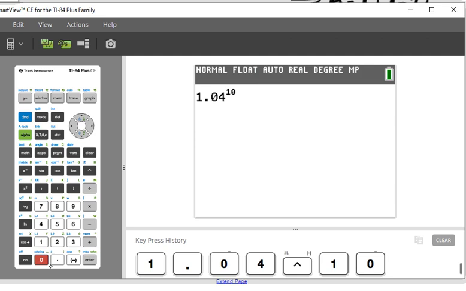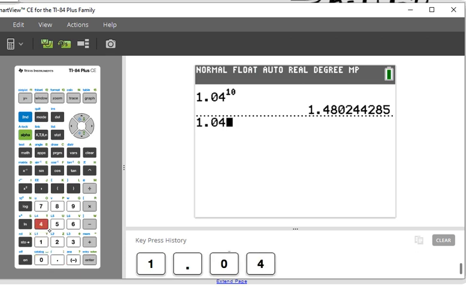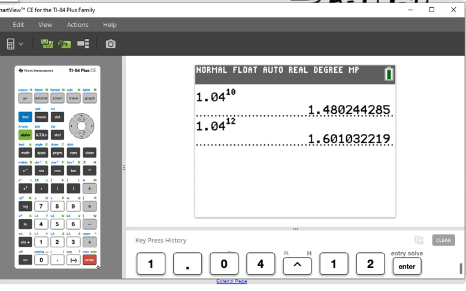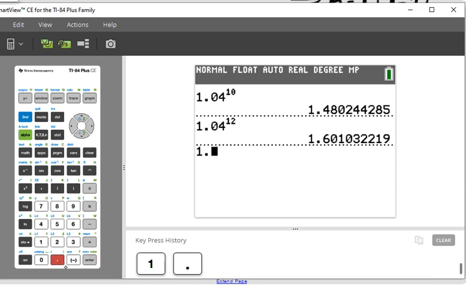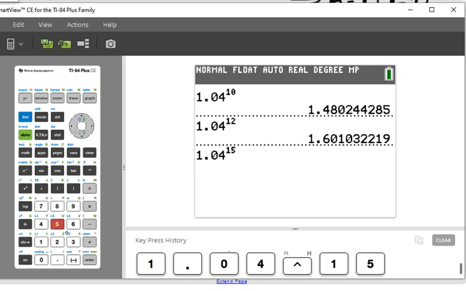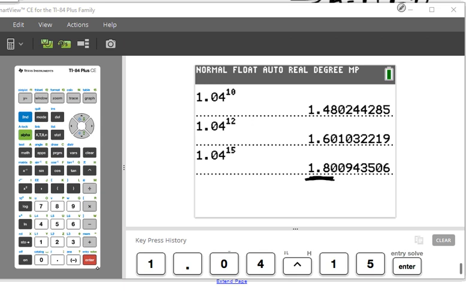Let's try 10 and enter. 1.4. We want it to be what? We want it to be 1.8. Well, we're not big enough. So 1.04 exponent 12. We get 1.6. Still not big enough. The only way to calculate an exponent is guessing and checking. Let's go to 15. 1.800. There's what we need. We needed at least a value of 1.8. We got it.